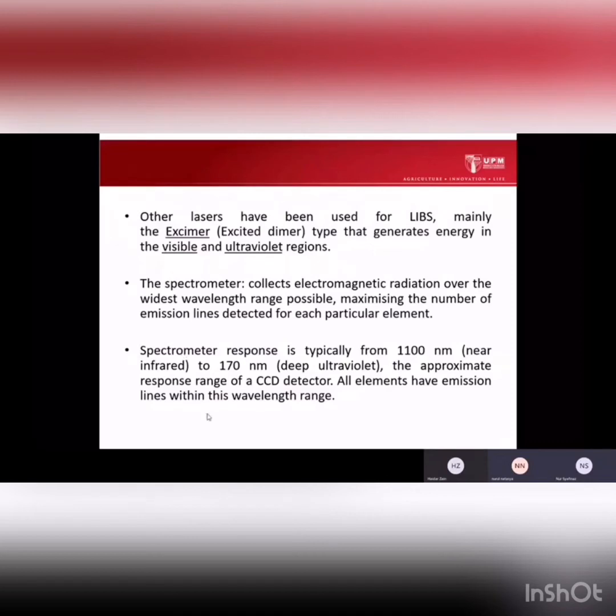light. So the response of the spectrometer is approximate to the response range of the CCD detector. So that is why we use both of them. We use a spectrometer and then we use a CCD detector because they have something in common. Both of the responses are approximate.